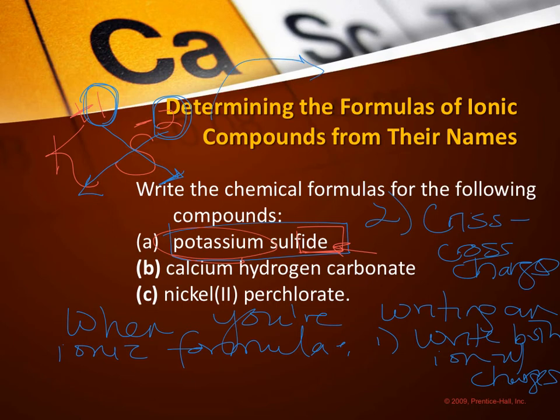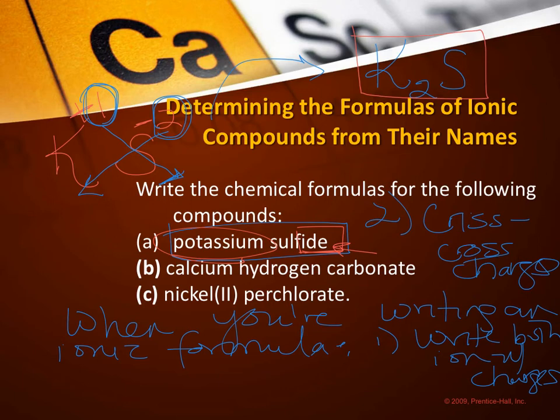So your chemical formula is K2S. We've got a 2 here now because we crisscrossed, and sulfur has a 1. If there's a 1, you can just leave it off. It's assumed that it's 1. So here's the formula for potassium sulfide.